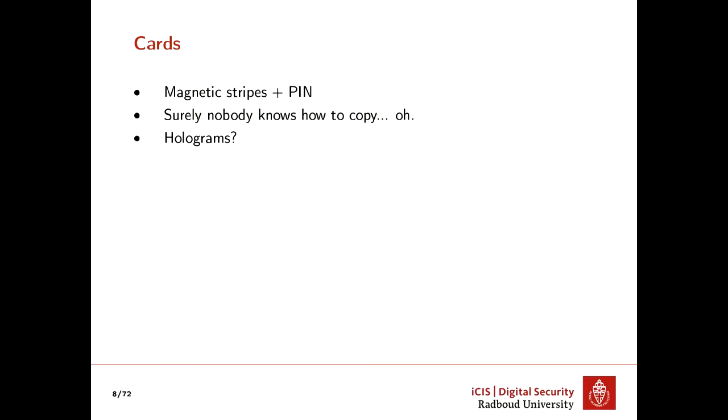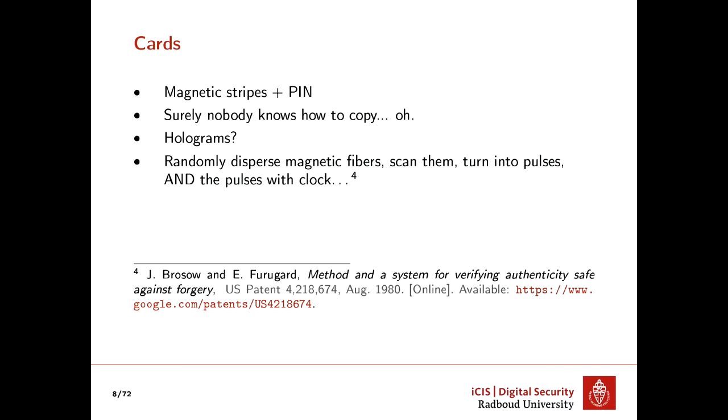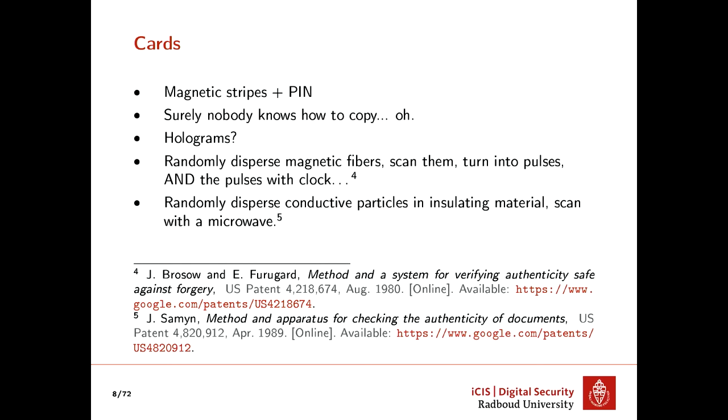Now, somebody in 1980 already proposed this. You randomly disperse magnetic fibers in a coating. You scan those fibers with an electromagnetic sensing device, and turn them into pulses, pulses with clock, et cetera. Turn them into bits again, sign that pattern, et cetera. Then there's also this nice proposal where you randomly disperse conductive particles in insulating material and scan with a microwave. It's basically the same principle, also from the 1980s.